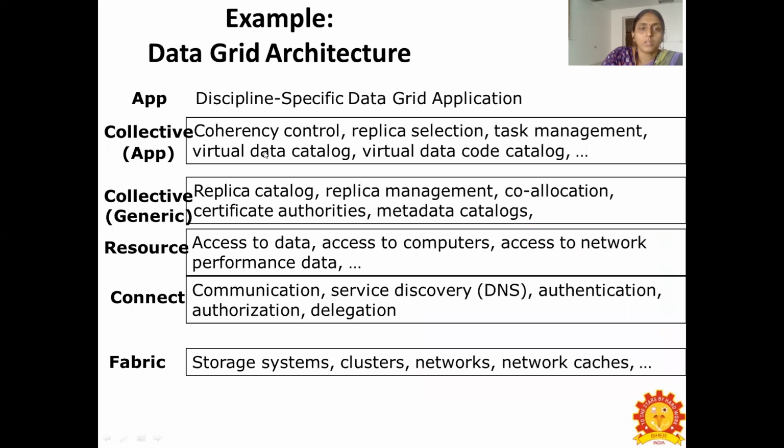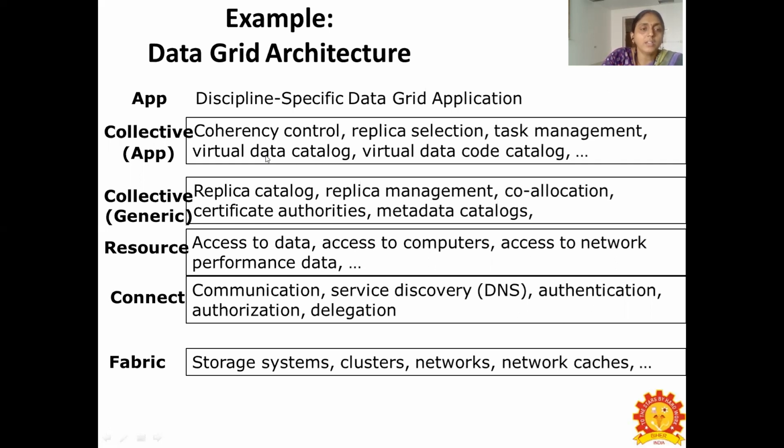And now we'll see the example that is data grid architecture irrespective of the different layers. So application layer, here the discipline specific data grid applications are involved. And next layer, collective application, that is coherency control, where the replica selection, task management, virtual data catalog, virtual data code catalog, all are focused.